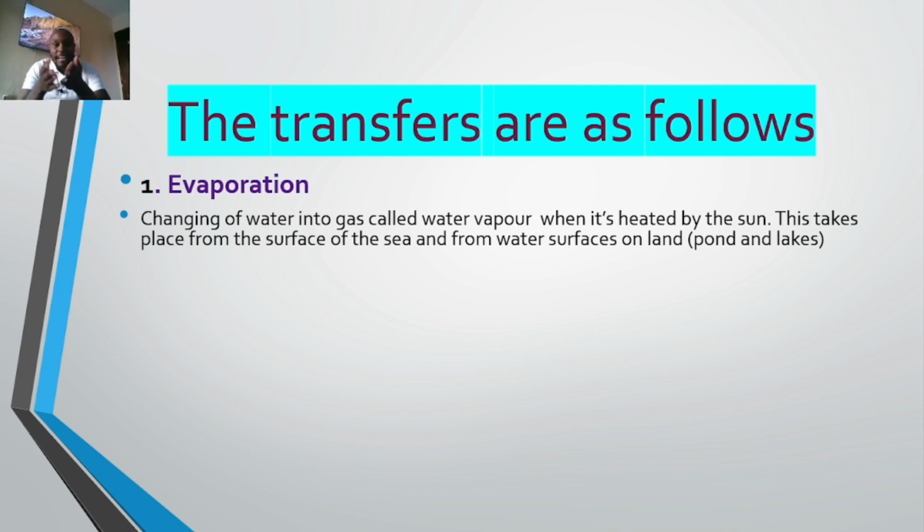Changing of water into gas, called water vapor, when it's heated by the sun. Remember, it can be in the sea, it can be on the ocean, it can be on the leaves, it can be on the land. You understand? So that water is heated to change into water vapor. This takes place from the surface of the sea, from water surface on land or ponds, lakes, such like. So that's evaporation. Water is heated by the sun and then changes to water vapor. That's what we call evaporation.